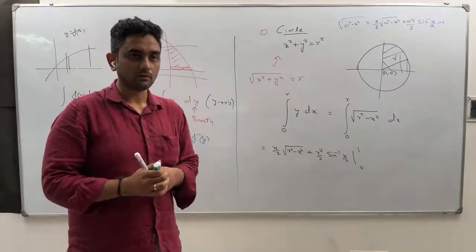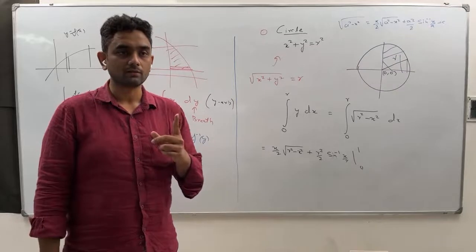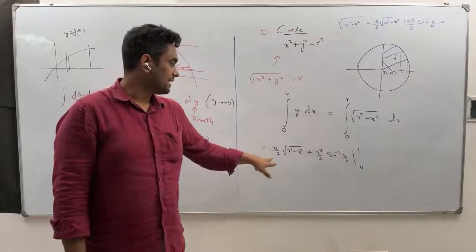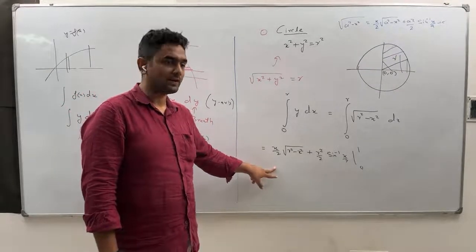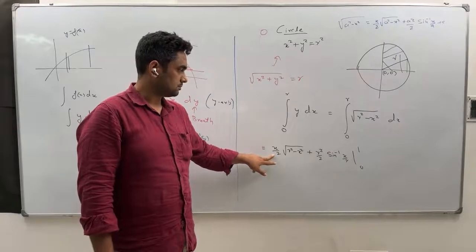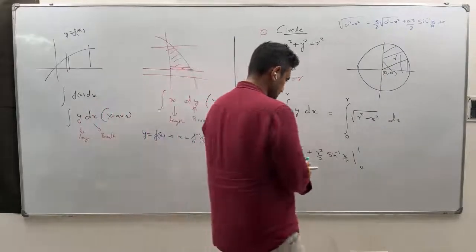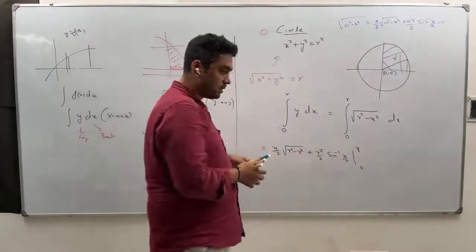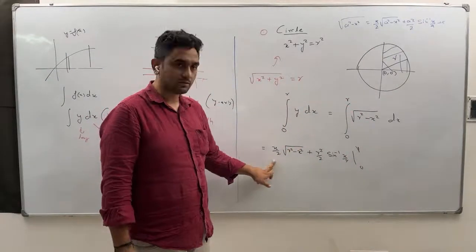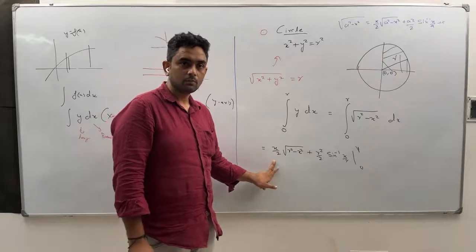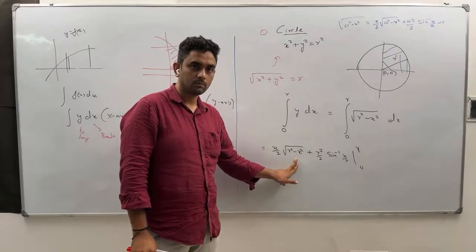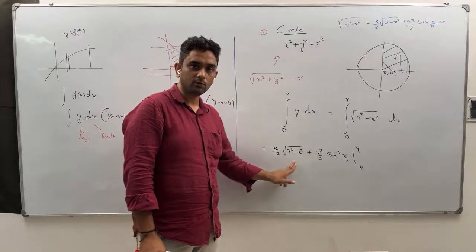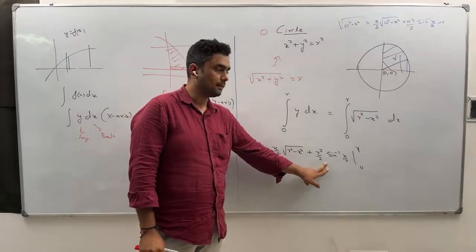Limit will go from 0 to 1. Now we need to put 1. So when you put x equal to 1, what we will get? Sorry, not 1. What am I doing? R. Now when I put x equal to r, what will this be? This still will become r by 2 into 0. So what is r by 2 into 0? 0.